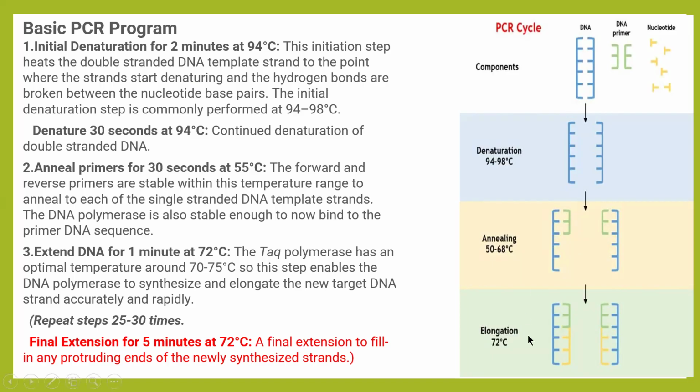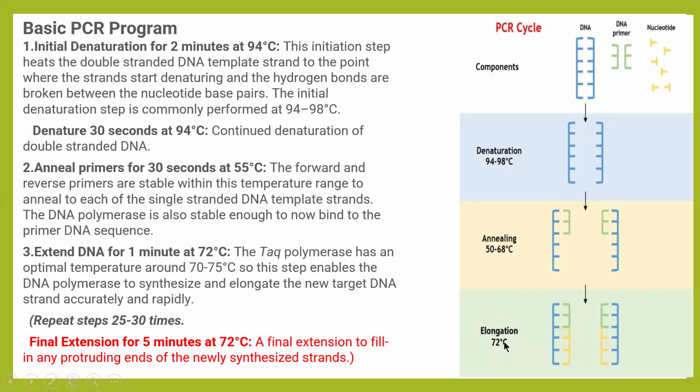Now the next step is extension for 1 minute at 72 degrees Celsius. The temperature is again increasing. The temperature is 70 to 75 degrees Celsius. For denaturation, it is 94 to 98 degrees Celsius. For annealing, the temperature is 50 to 68 degrees Celsius. This time we are decreasing.